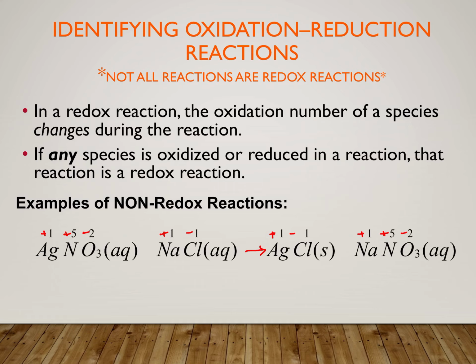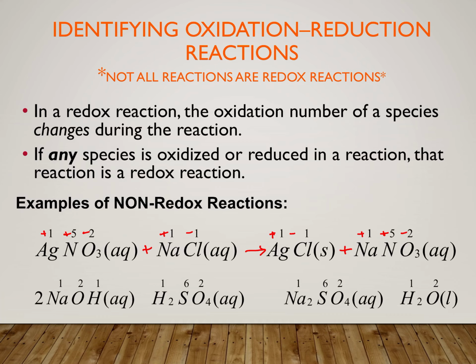So if you look at the charges, or the oxidation states, on the left and the right, silver is a +1 on both sides, nitrogen's a +5 on both sides, oxygen's a -2 on both sides, we have sodium as a +1 and chlorine as a -1. Things have moved around, right? Things have reacted to form new compounds, but the oxidation states are all the same. Therefore, this is not a redox reaction.